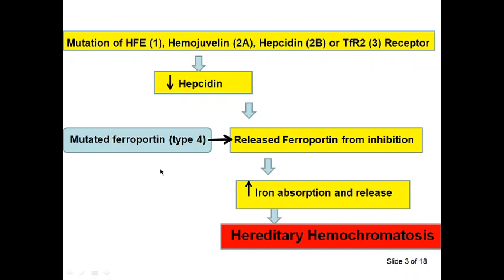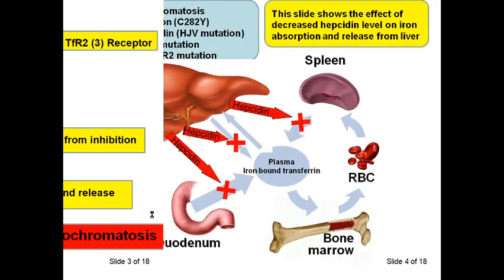In type 4 hereditary hemochromatosis, the mutation is in the ferroportin gene itself, and such mutation will render the ferroportin protein resistant to the effect of hepcidin, with release of the inhibitory effect of hepcidin and increased absorption of iron and its deposition, causing hereditary hemochromatosis.